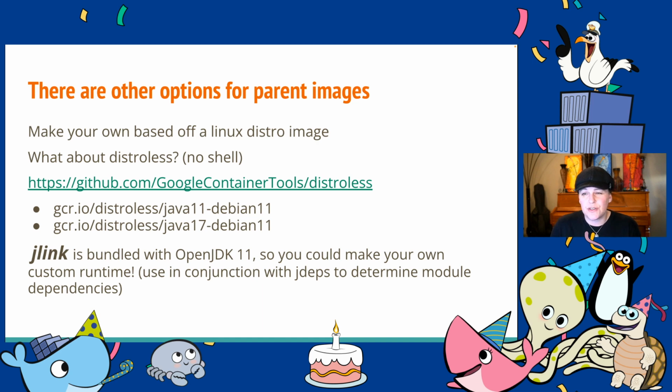You could also choose to use a distroless image. These are images that are slimmed down. They have the bare minimum that you would need to run an application. And they also do not include a shell. That's one way to minimize risk. You can't even exec into a running container. There's no shell to work with.